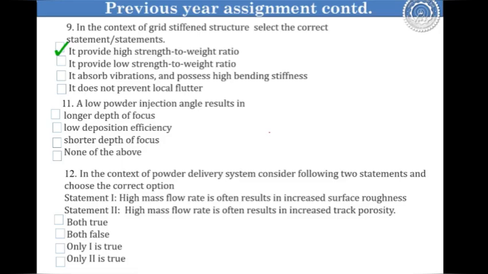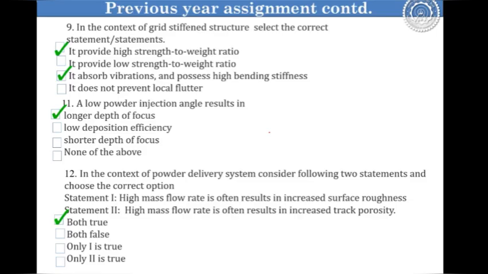A low powder ejection angle results in longer depth of focus. In the context of powder delivery system, consider the following statements and choose the correct option. Statement 1: high mass flow rate often results in increased surface roughness. Statement 2: high mass flow rate often results in increased track porosity. Okay, there is another option coming right now. So here both are true.